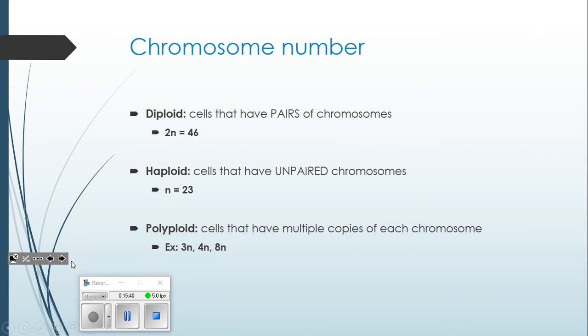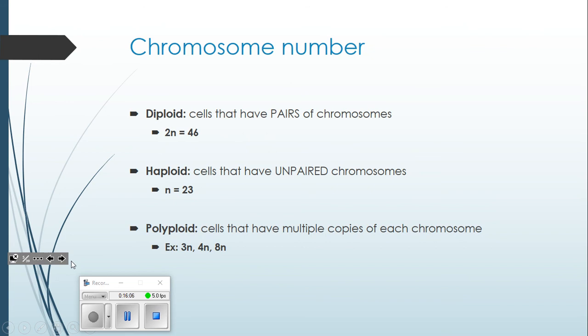We also need to talk about how many chromosomes there are. Now, I asked you if there were 22 pairs of autosomes, how many chromosomes did that make? We said 44. If we add the 2 sex chromosomes, that makes 46. That's for a human cell. When cells have 46 chromosomes in humans, we call them diploid.